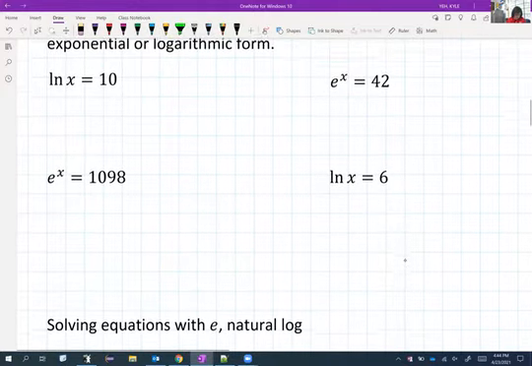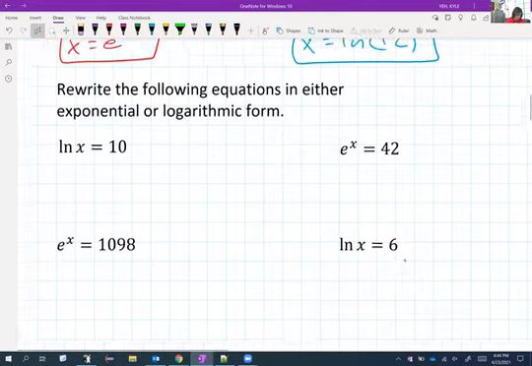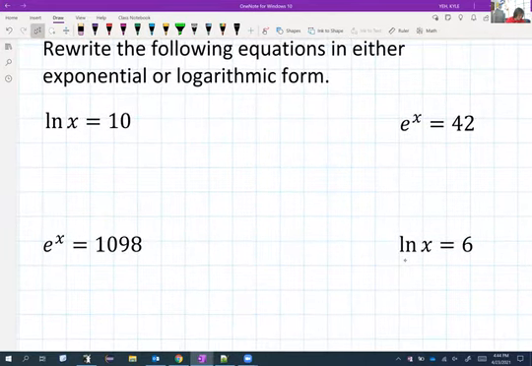So we have a handful of problems right here. Rewrite the following equations in either exponential or logarithmic form. I will do the first two, and then I want you to try the second two. First one, ln of x equals 10. I'm going to say, well, I know I'm going to hit both sides with an e. E to the left equals e to the right, so x equals e to the 10th.